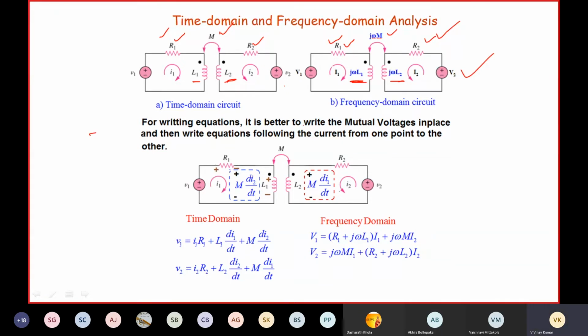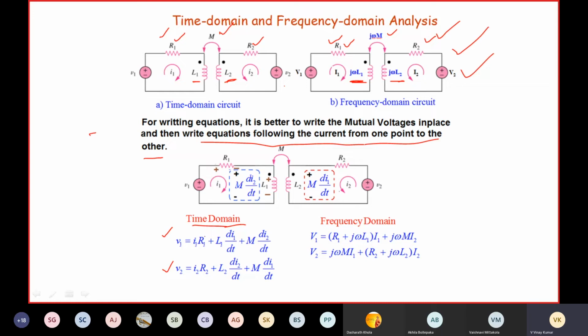For writing equations, it is better to write the mutual voltage in place and then write equations, following the current from one point to the other. To solve currents, it is better to write equations by considering the frequency domain circuit. So in the time domain circuit, we are going to have equations like this: V1 is equal to I1 R1.